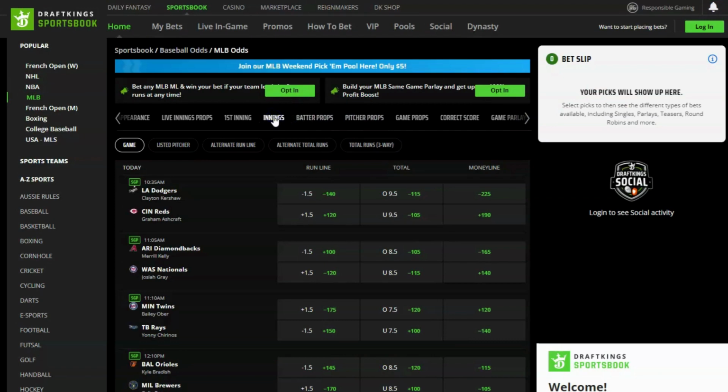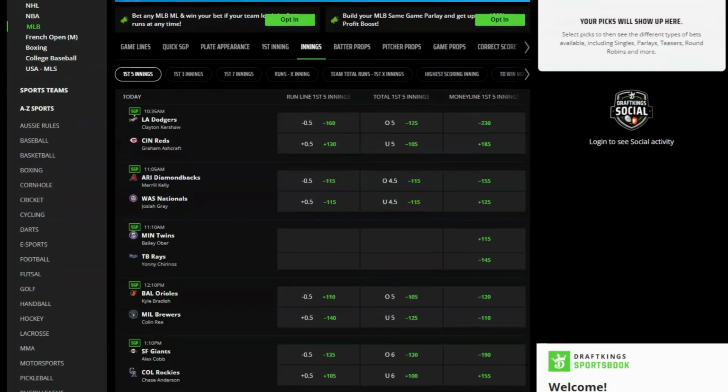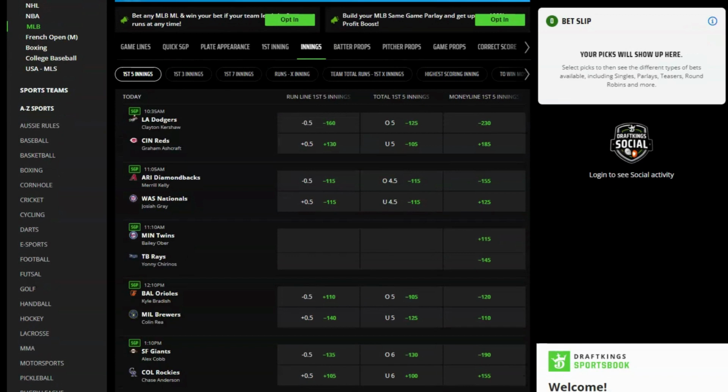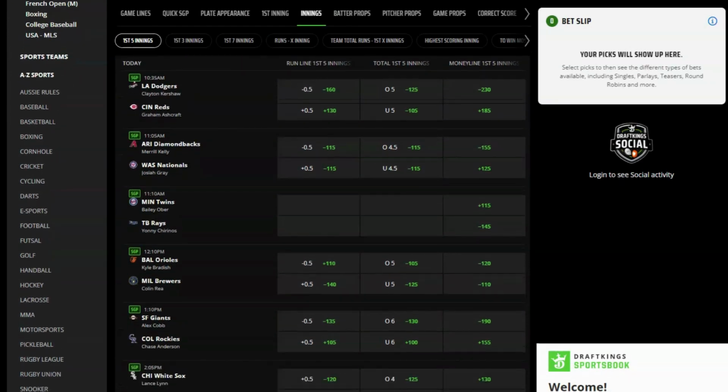Innings, very important to understand. In baseball, you can play first 5 innings, which means it's the first half of the game. So the first 5 means after the first 5 innings, after the home team is finished batting, they have opportunities to wager. And the first 3 innings, the first 5 innings, those are good opportunities to take advantage of when you have your starting pitcher in there. A lot of times, the starting pitcher is going to go 5-6 innings, hand it off to the bullpen, and then who knows what's going to happen.